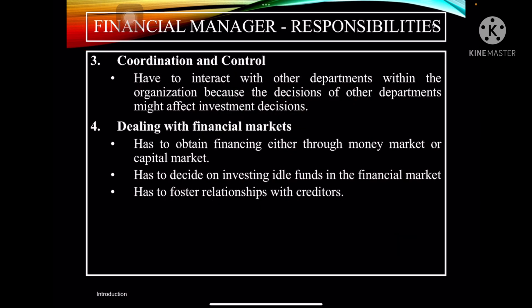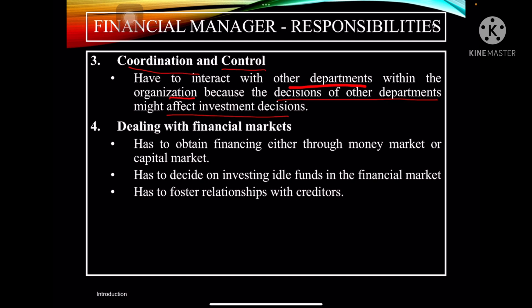Number three, what else? The responsibilities of coordination and control. You have to interact with other departments within the organization, right? For what reason? Because the decisions of other departments might affect the investment decision. So you have to coordinate all the departments in a company to make sure that you are on the right track.